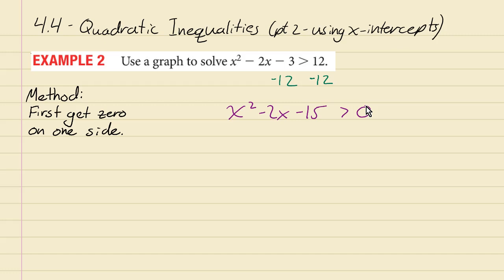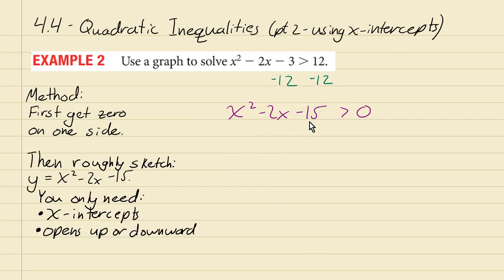And then the next thing we want to do is graph y equals this thing. And I say graph, but the graph can be a really ugly graph. We only need a little bit of information from the graph in order to see what we need to answer this. We only need the x-intercepts and whether the graph opens upwards or downwards. So let's go through that and see how that really rough sketch of it will help us answer this question.